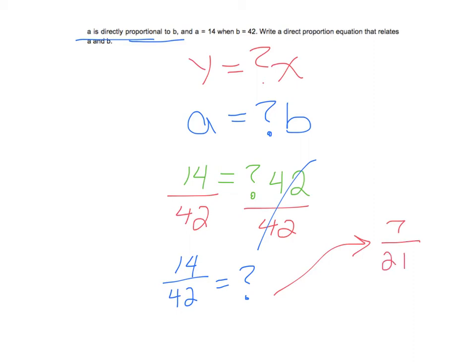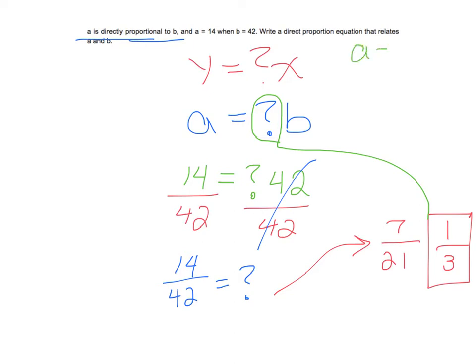But that still reduces. 7 goes in both. So 7 divided by 7 is 1. 21 divided by 7 is 3. So your constant of proportion is 1/3, or this is the question mark. So we want to take this and plug it back into this equation for the question mark, and that will be your answer. Now there's a number of ways you could actually write this. One of them would be A equals 1/3 B.